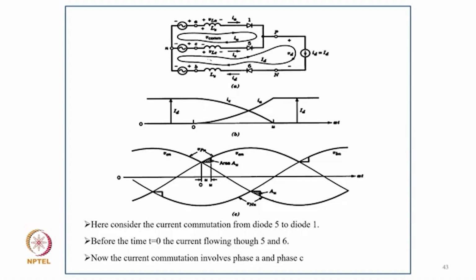So one current goes down and another comes up, and the total current remains constant in the load Id, but you have a small area during the overlap angle which you lose in output voltage. So here consider the current commutation from diode 5 to 1, and before t equal to 0 the current is flowing through 5 and 6.